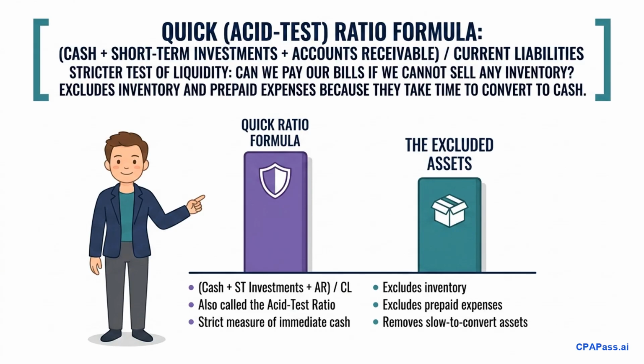Notice what is missing. We completely exclude inventory and prepaid expenses. Why? Because inventory is the least liquid current asset and takes significant time to sell, while prepaids cannot be converted back to cash. By stripping these out, the quick ratio provides a conservative worst case scenario. Look at a company's immediate survival capacity without relying on new sales.